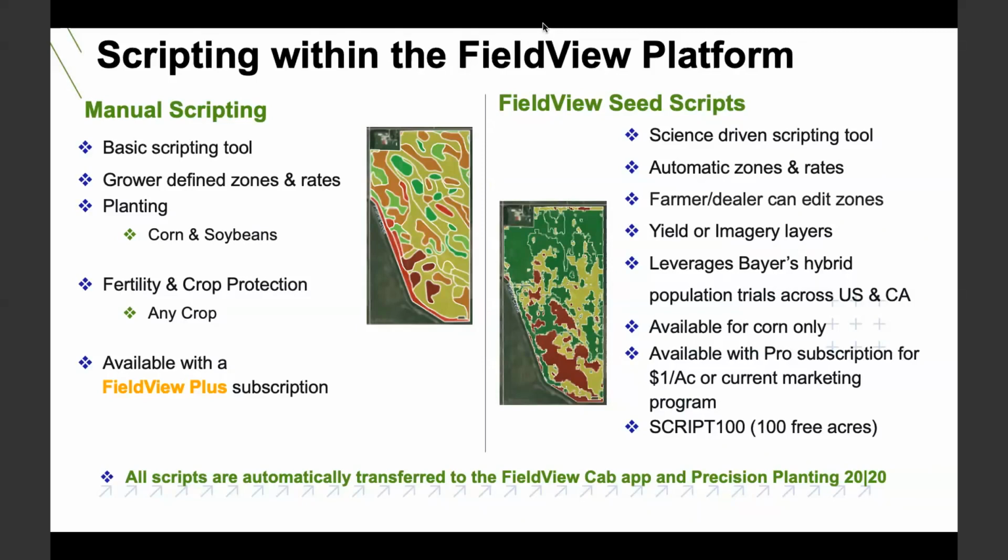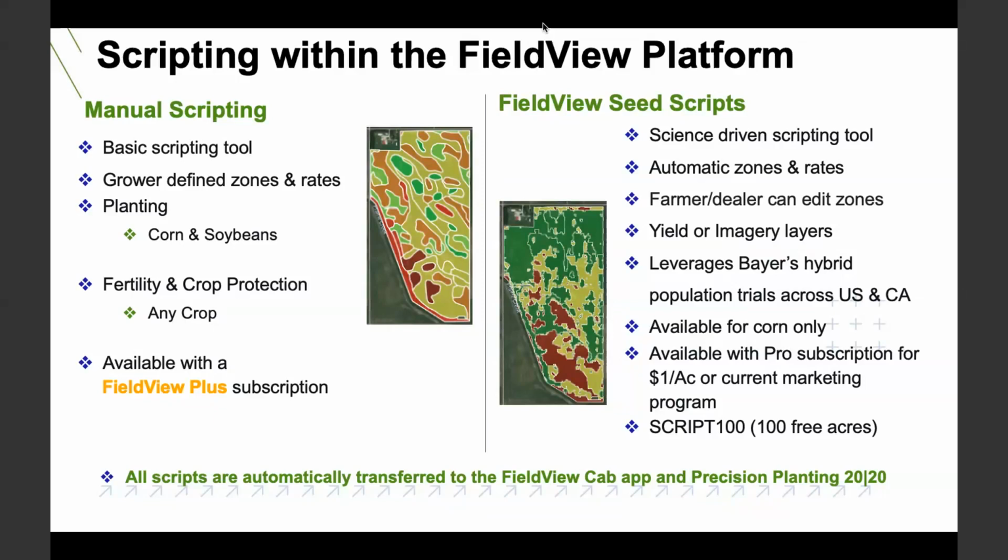So it's giving you a little bit more than just the seeding script. It's also helping you choose that population that you want to have for your farm. The seeding population is only available for corn. These are $1 an acre scripts. So it's definitely a little bit more expensive than the manual scripting, but I think once we get into it, you'll start seeing this is where the value comes.